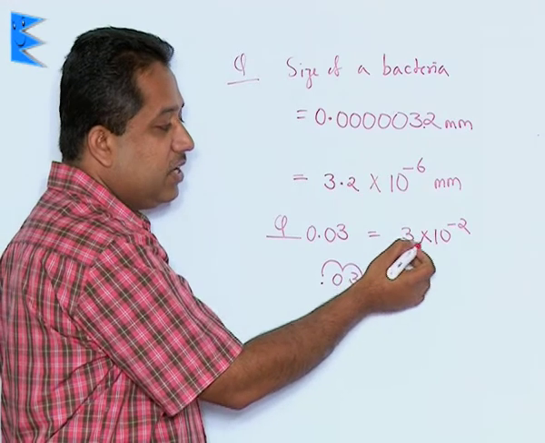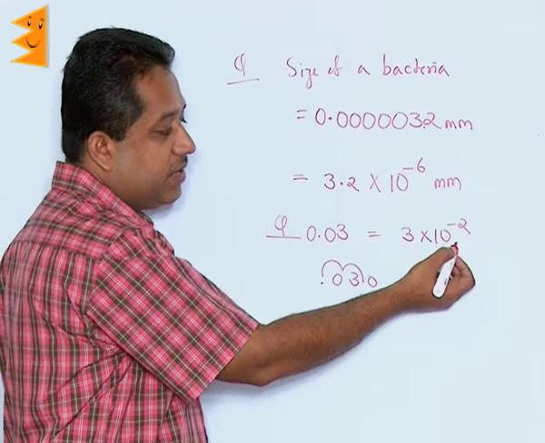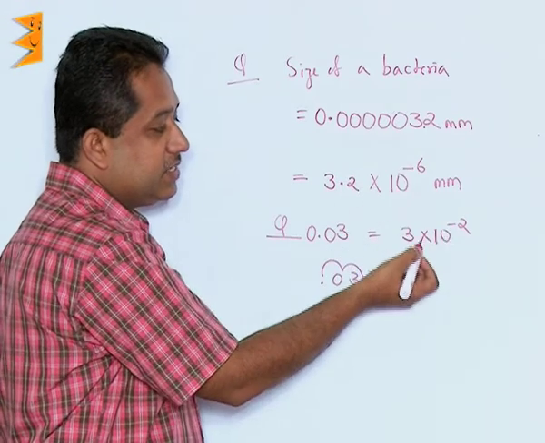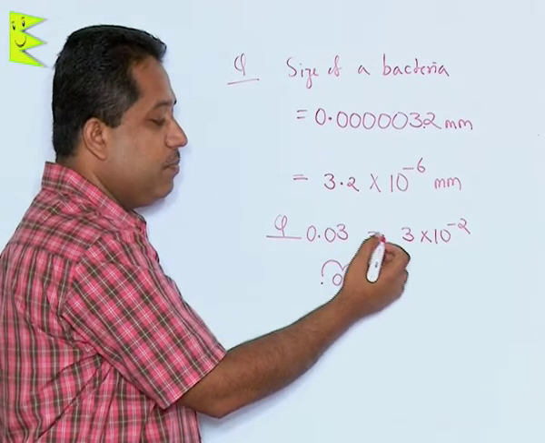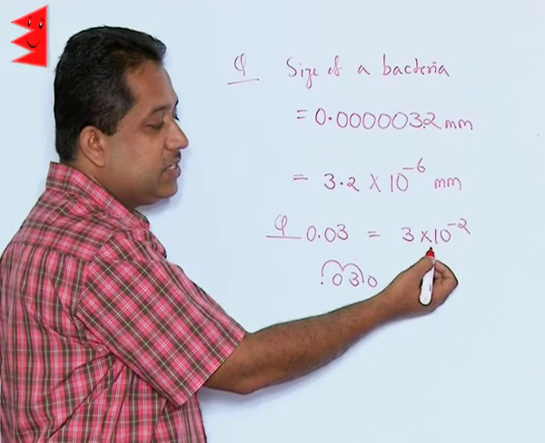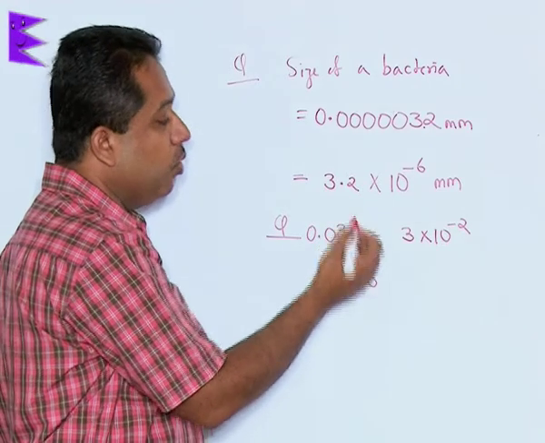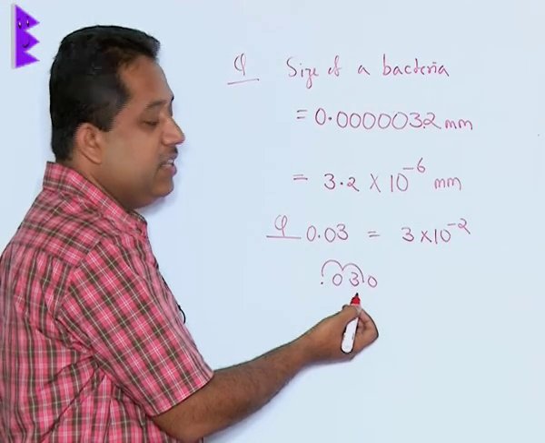So whenever the decimal has to be shifted to the left, we'll put the power as negative, as in this case and this case we saw. And if the decimal has to be shifted to the right, then we will say the power is positive. So small quantities and large quantities both can be expressed in the standard form.